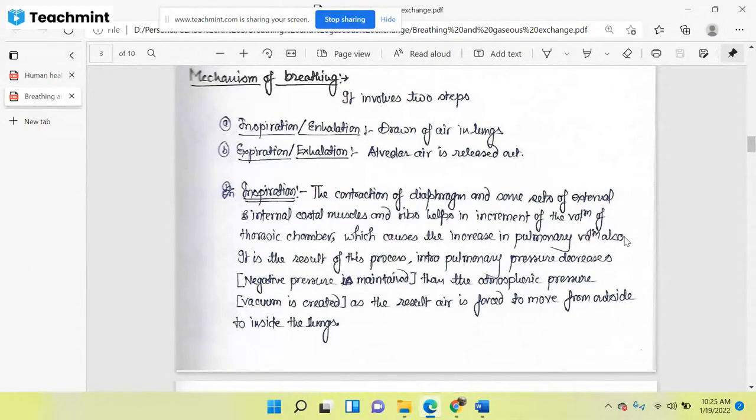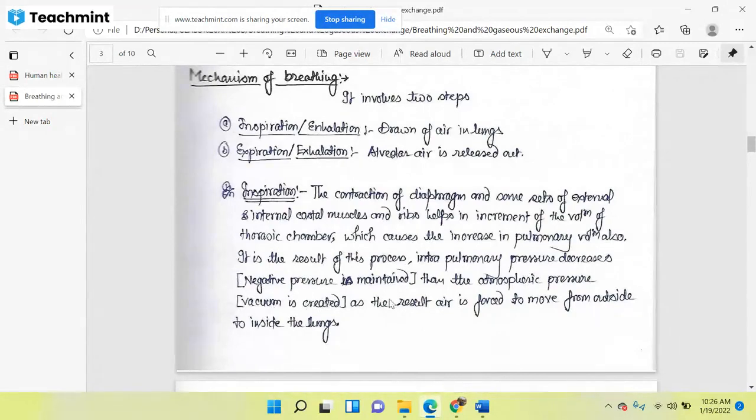Okay, the volume of the lungs also increases, and it is the result of this process. Intrapulmonary pressure decreases. I told you that a vacuum will be created. And what is the meaning of vacuum? Vacuum is negative pressure. So due to this expansion, suppose this one is the chamber and this chamber is increasing, then what will happen? Due to the increment of the volume, the pressure within the chamber will decrease, and a negative pressure will be created, or we can say ultimately a vacuum will be created as compared to the atmospheric pressure.